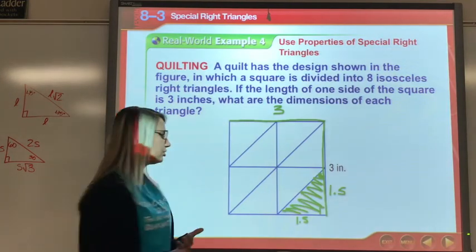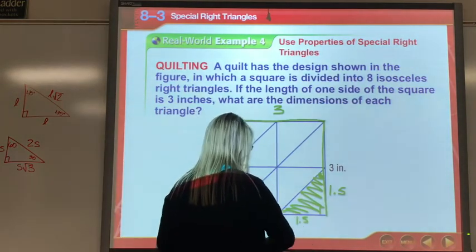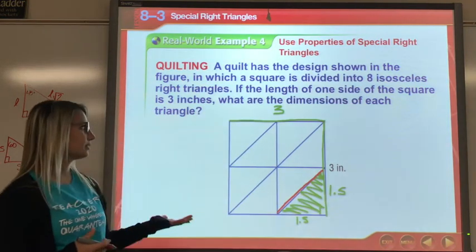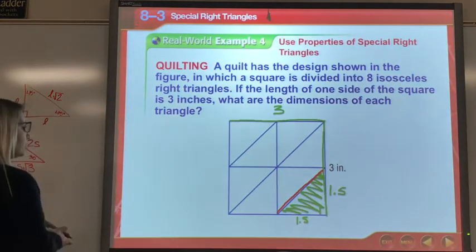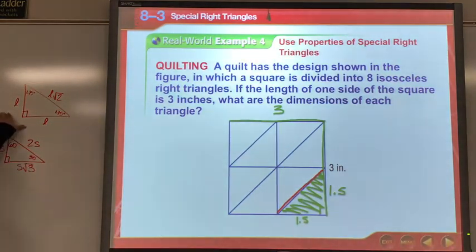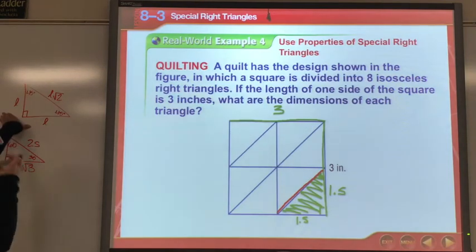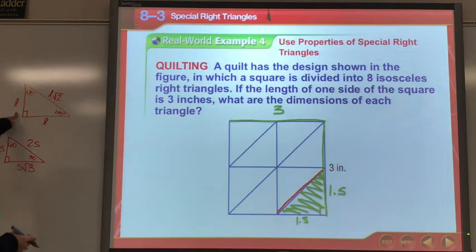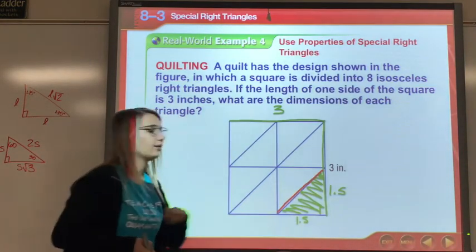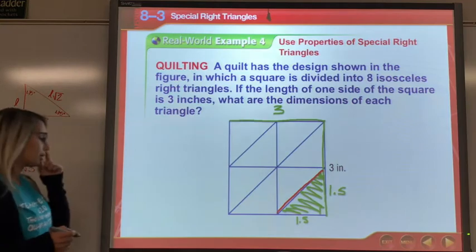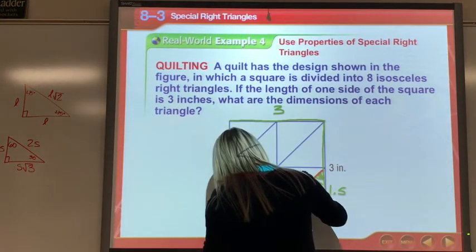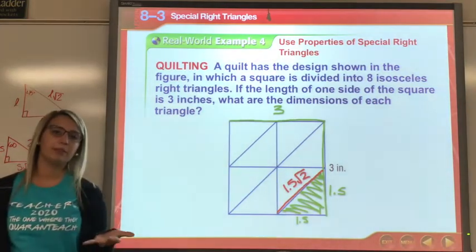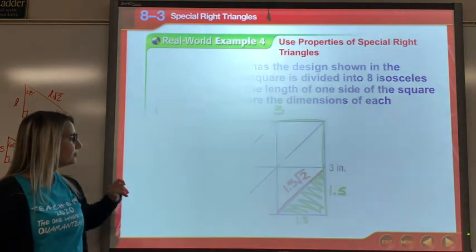So really all we have to do is find, I'll use a different color, that length because it's asking for the dimensions of the triangle. So we can use this 45, 45, 90 theorem to find out what that hypotenuse is. Well, if we have the length, which is 1.5, we multiply the length by the square root of 2. So this length must just be 1.5 root 2. So that would be the dimensions of the triangle.